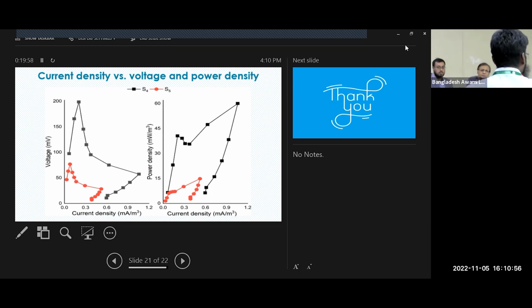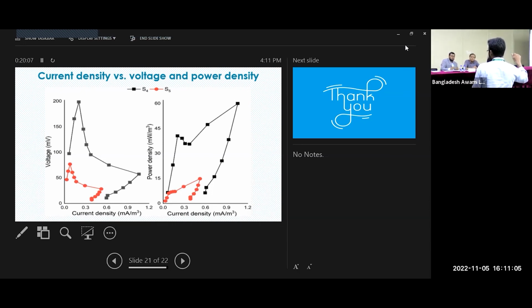Among the many parameters, in your last parameter, coliform, you indicate here the initial coliform is 10 to the 3 CFU per 100 ml, but you didn't show any result after the treatment. What about your coliform concentration?